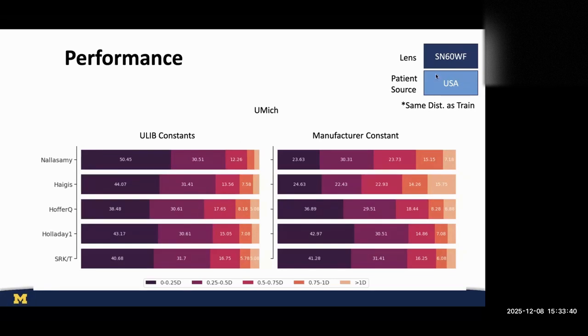So here we are looking at this US population that the Nalsami formula was trained and tested on. On the left are all these models if we use the empirical A constants, and on the right is the model's performance if we use the manufacturer's A constant. We can see that in some cases, for example with this Nalsami formula model, if we use a manufacturer A constant, the performance dramatically decreases. And this is also generally true for these other formulas as well. The manufacturer A constant is not very good.